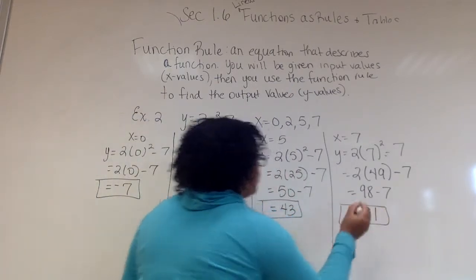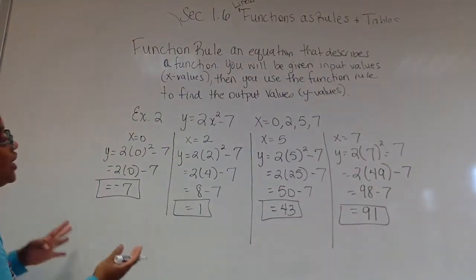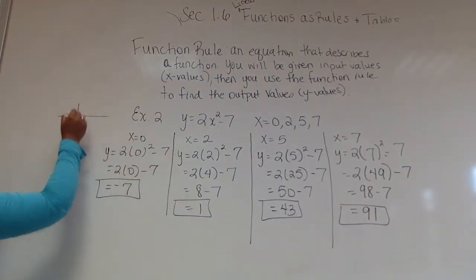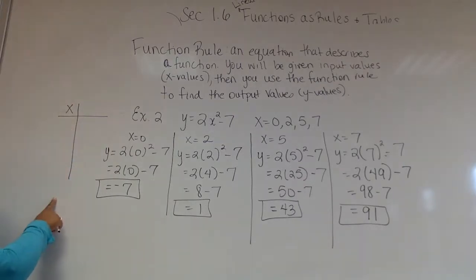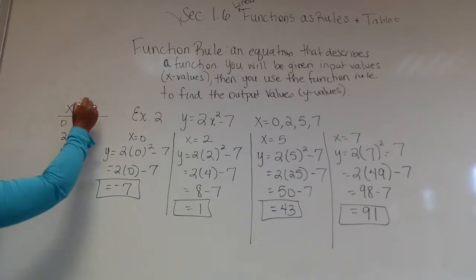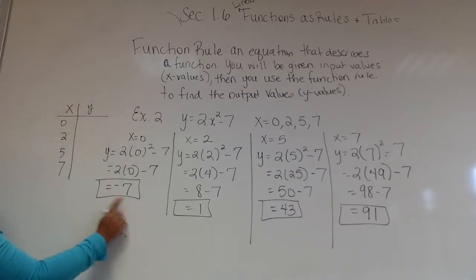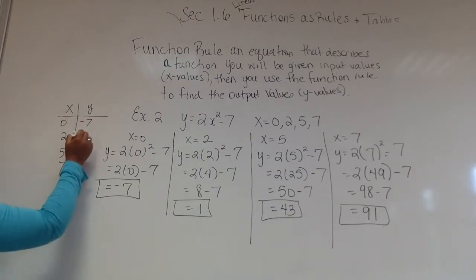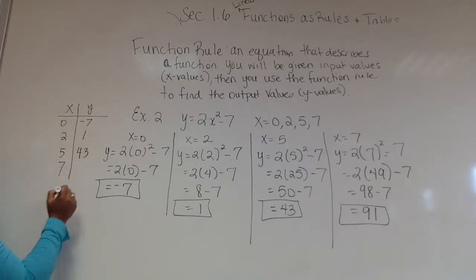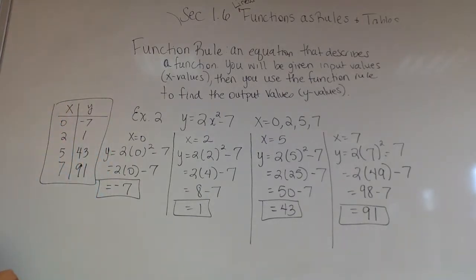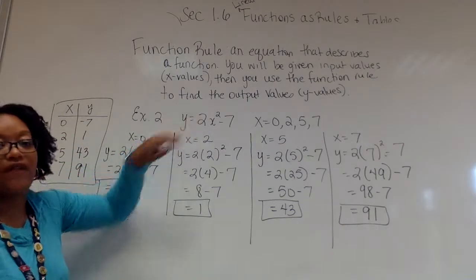So if I were to take this information and present it to you as a table, I would simply have all my x values here, and that tells you your domain. So there's all my x values. And my y values would be the numbers that associate with that input. So that would be negative 7, positive 1, positive 43, 91. There is your table of values that represent the output and input for that function.